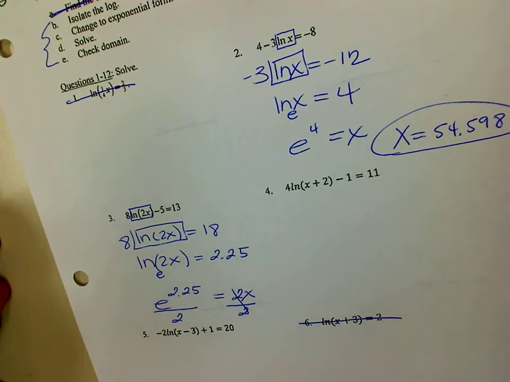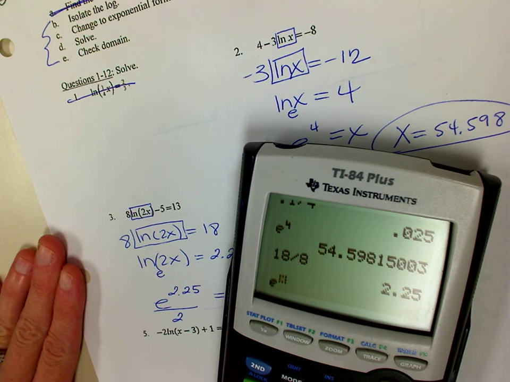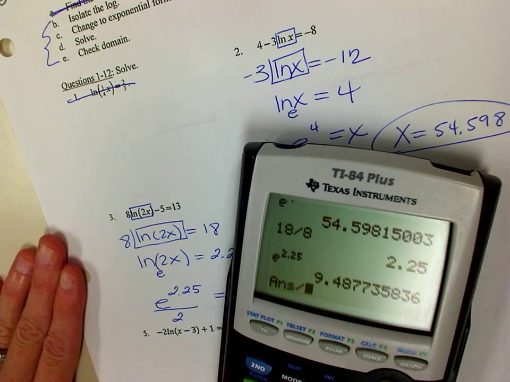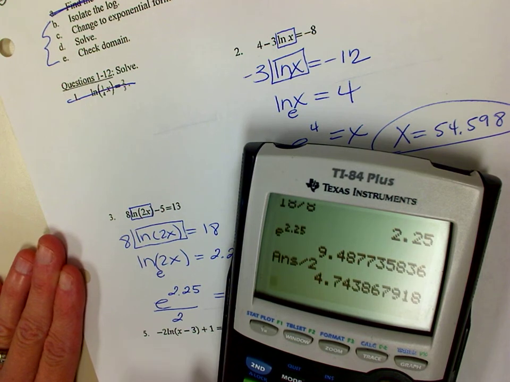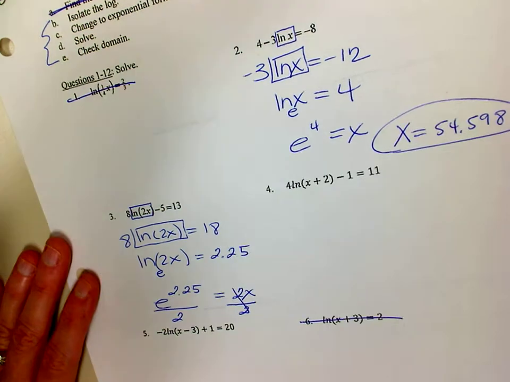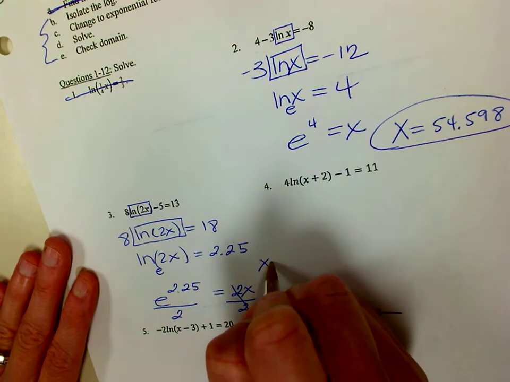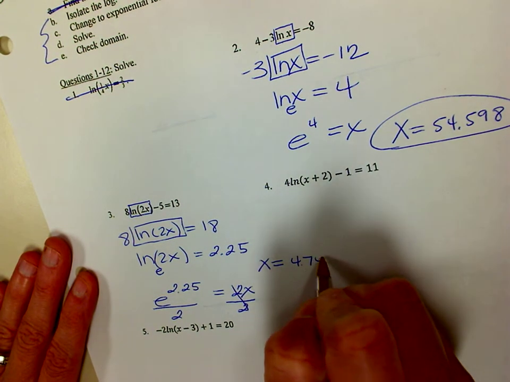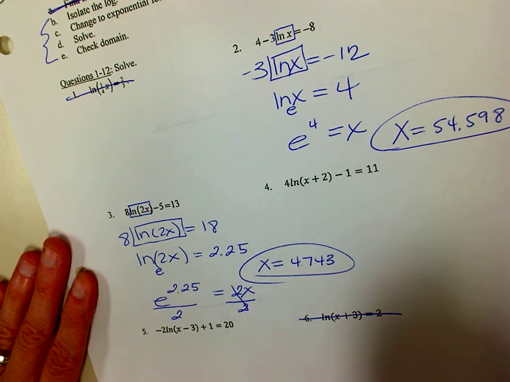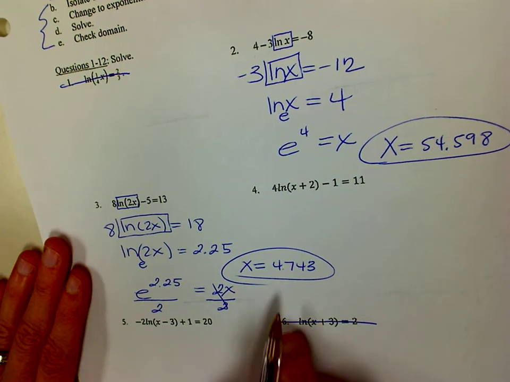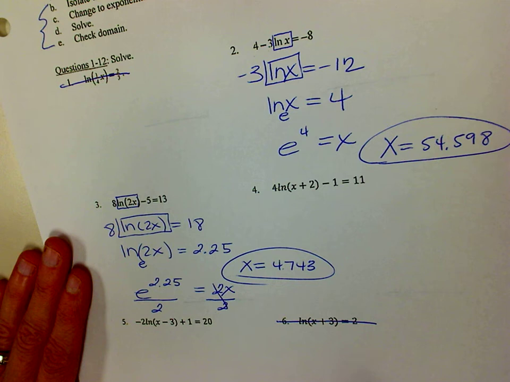So e to the 2.25. And I'm going to divide that by 2. So 4.743. That answer is good too. Again, it's greater than 0.